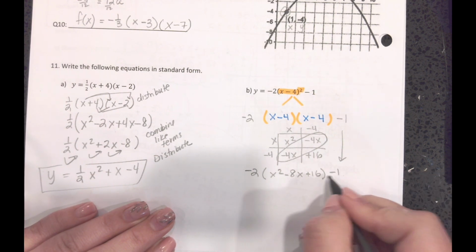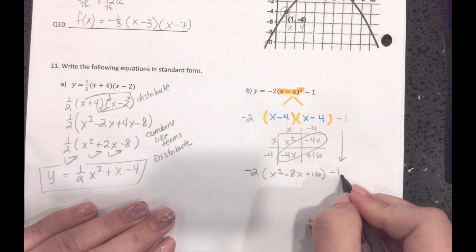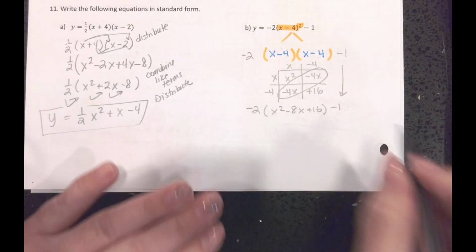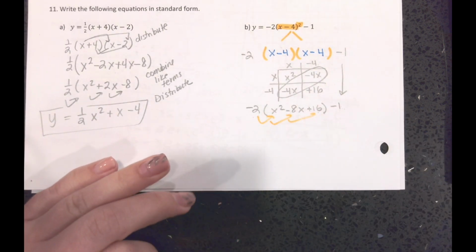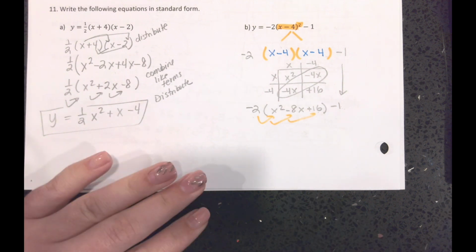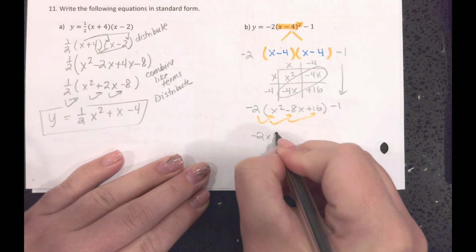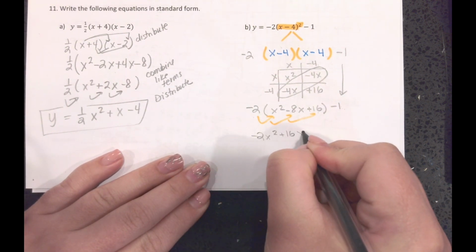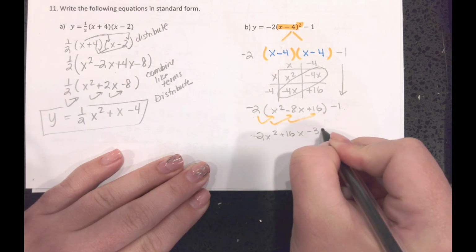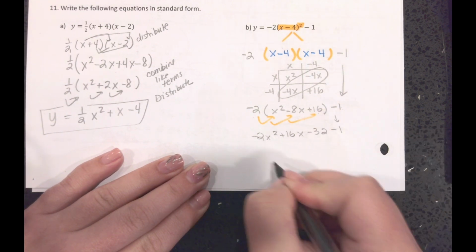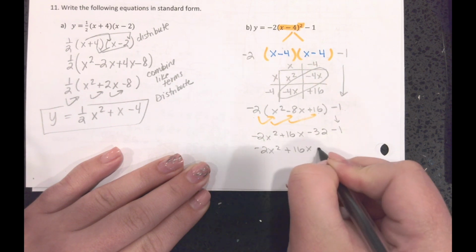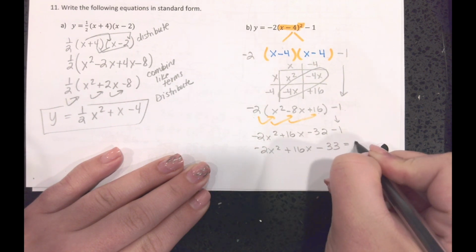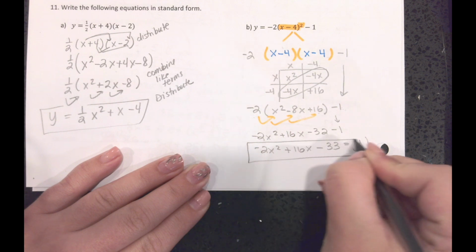Do not combine these for any reason. Instead, you have to use order of operations, which means you have to do your multiplication distribution first at -2x squared plus 16x minus 32. Then you can do your -1. -2x squared plus 16x minus 33 is your y, or you can write it as f of x.